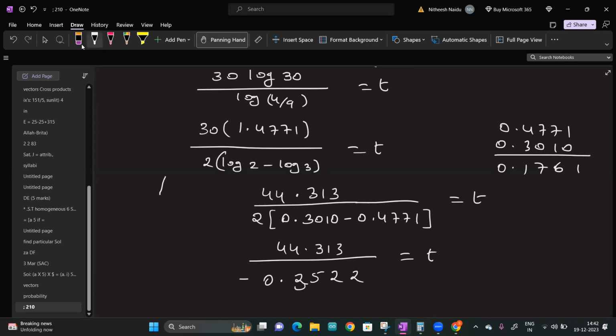About log 4 by 9, how did you calculate it? How did you get 2 log 2 minus log 3? How did you reduce log 4 by 9 to 2 log 2 minus log 3? It is (2 by 3) whole square, so the log is 2 log of 2 by 3.